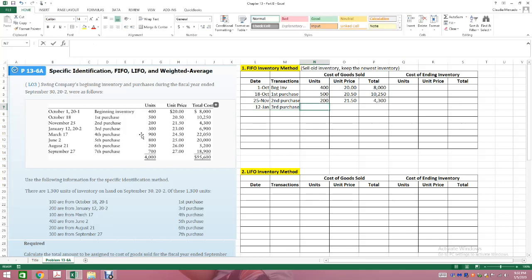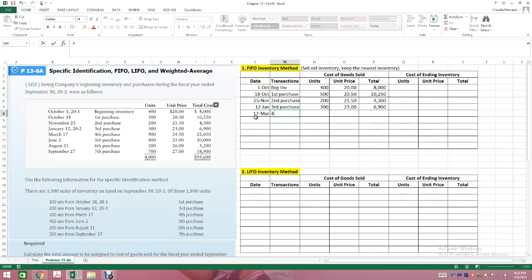And I have 300 units at $23, and that is $6,900. So I'm basically just copying the information from here over here, and I'm going to split it between the first columns is the units that I sold, the second column is the units that I kept. These are the units that I have not sold. That's my ending inventory.